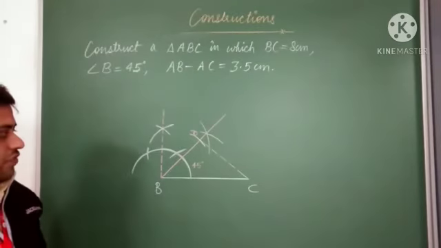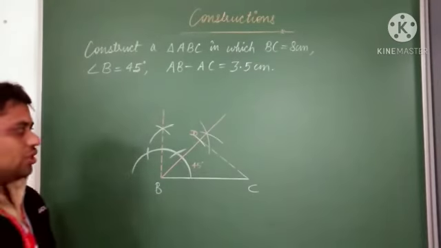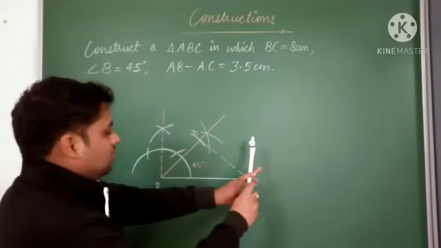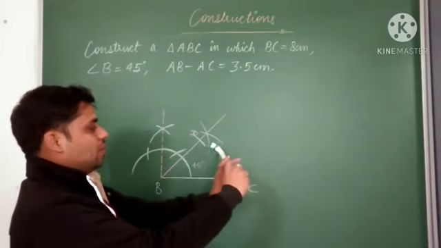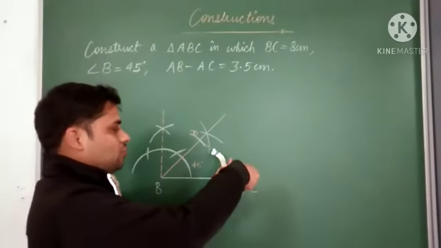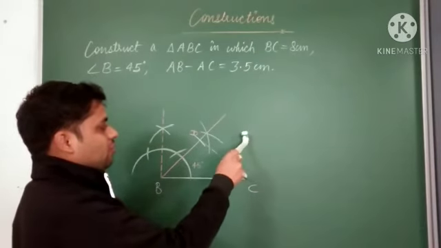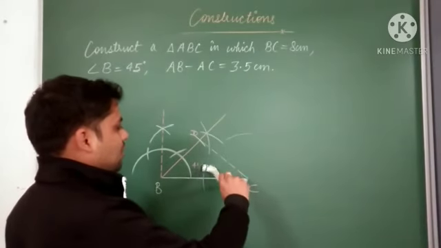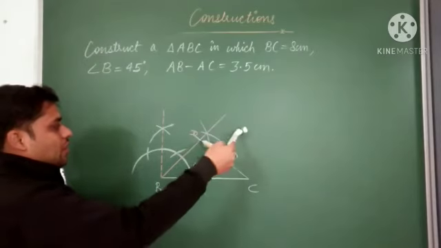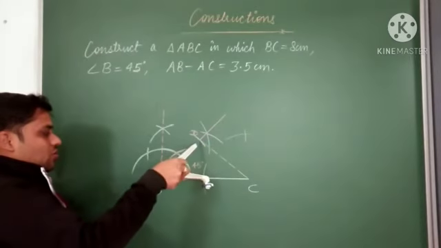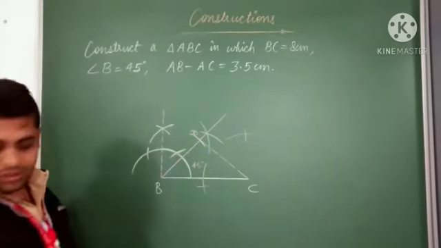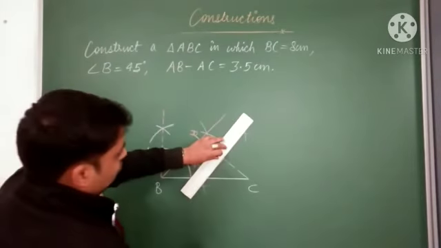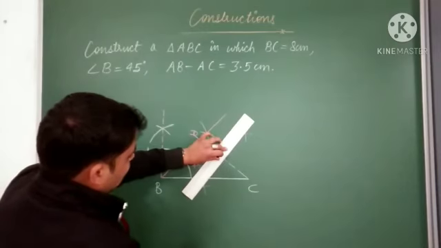Now we will draw the perpendicular bisector of this line CD. Perpendicular bisector means taking more than half of CD as radius. From point C, we draw one arc above and below. Similarly, from point D, one arc above and below. We will join these two intersecting points.